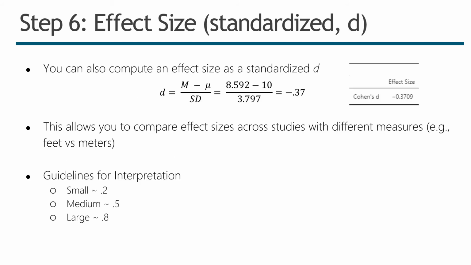In this case, our standardized effect size was negative 0.37, which would be between a small and medium effect. Small to medium. And note, we're ignoring the negative sign. Negative doesn't mean anything in terms of the size of the effect. That's just telling you about the direction of the effect. So we have a small to medium effect here.